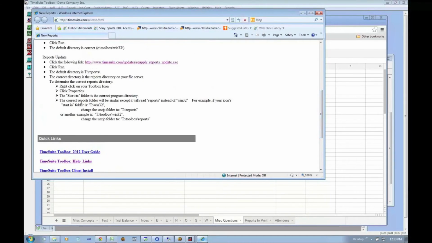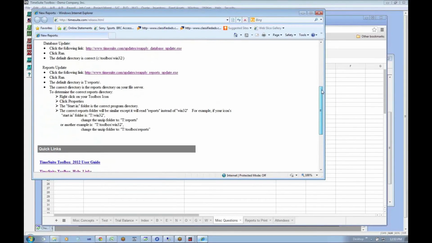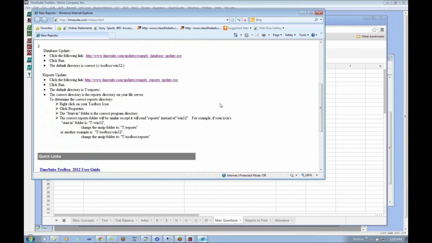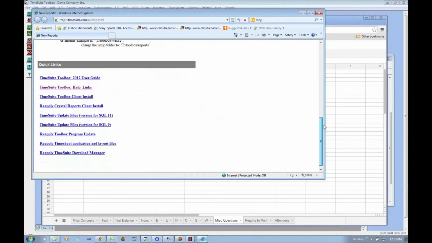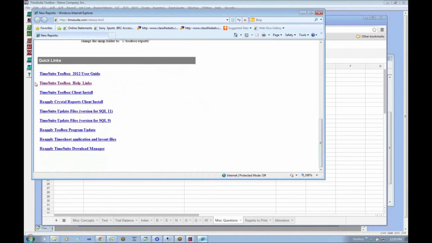But we want centralized files for your reports. If you're pointing to your C drive and the report works for you, and somebody else doesn't have the same report in their C drive, where they don't update on the C drive, updating becomes a hassle if you don't have centralized files, and we try to avoid that.